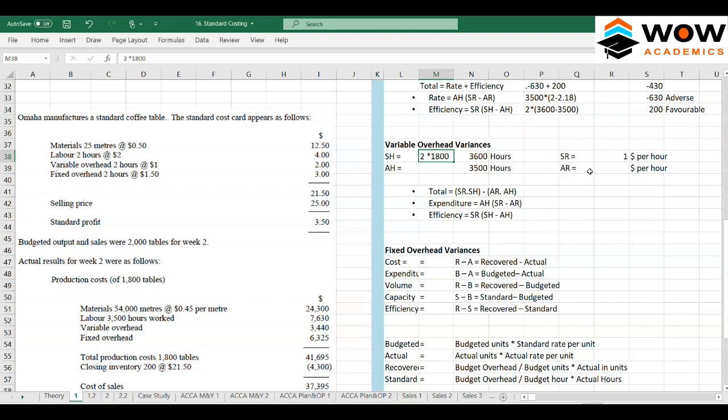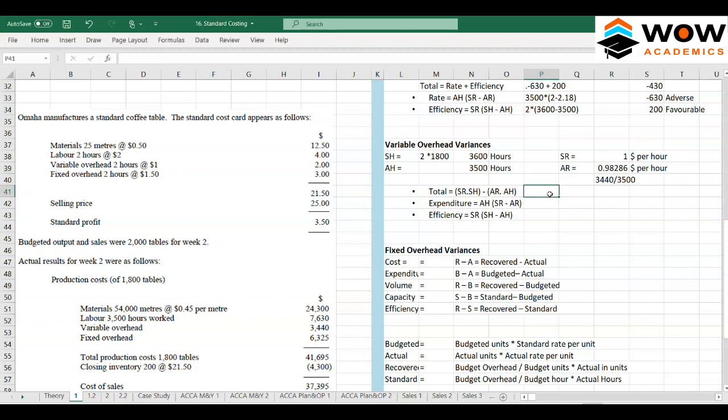What is the actual rate? The actual rate is 3440 divided by 3500. So we have to work it out here. It's going to be 3440 divided by 3500. So this is a number. Let's work out everything.